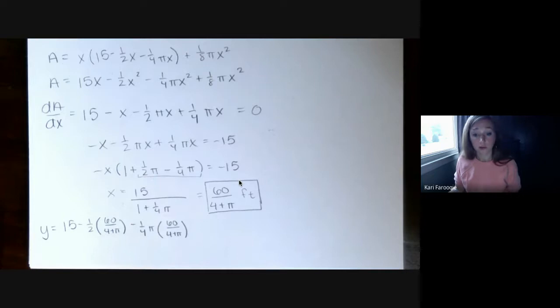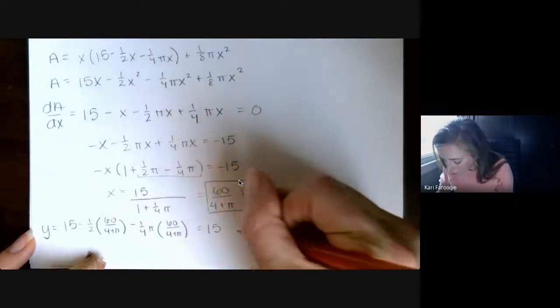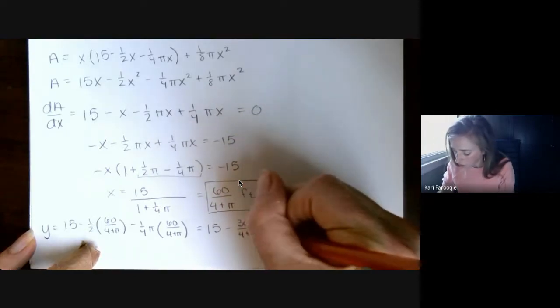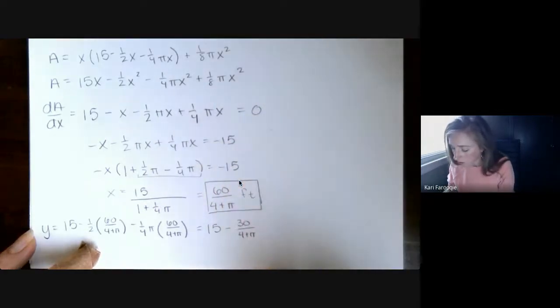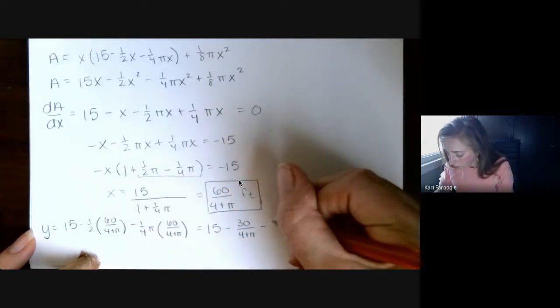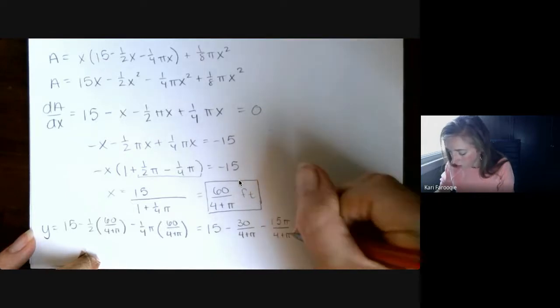That's going to give you y. This was in feet, right? Yes, just verifying. And this is not going to simplify really nicely for you. You can divide by 2 here and just leave the 4 plus pi in the denominator. You can divide by 4 here and just leave that as minus 15 pi divided by 4 plus pi.